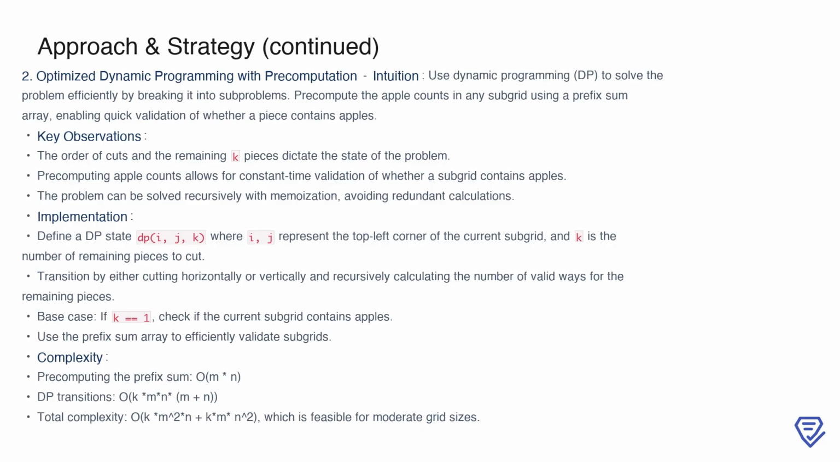The DP state can be defined as dp[i][j][k], representing the number of ways to divide the grid starting from the top left corner (i, j), with k cuts remaining. Transitions occur by making either horizontal or vertical cuts and recursively solving for the remaining pieces. The base case is simple. When k equals 1, we simply check if the current subgrid contains apples. This approach has a complexity of O(k * m^2 * n + k * m * n^2), which is feasible for moderate grid sizes, particularly when compared to the exponential complexity of brute force.